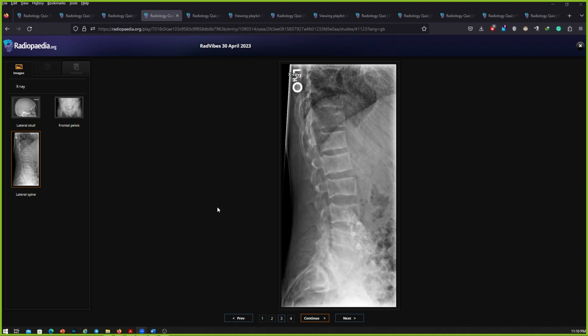There is no definite Rugger-Jersey spine appearance. However, there is scalloping of the superior and inferior endplates of the vertebrae that could represent codfish vertebra, which is associated with renal osteodystrophy.